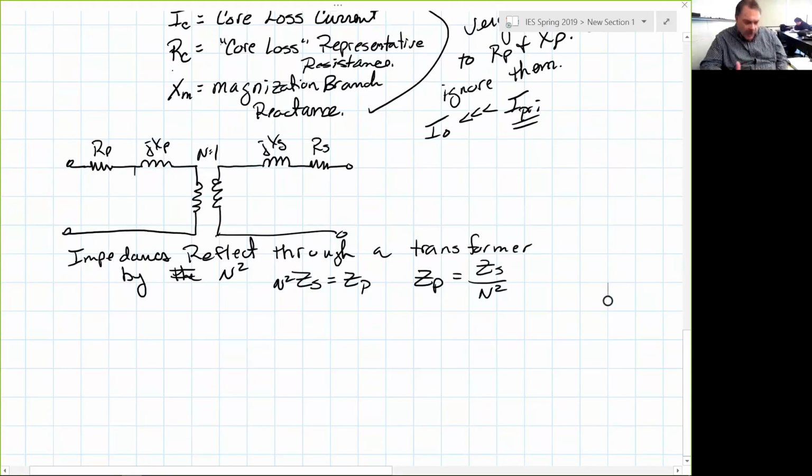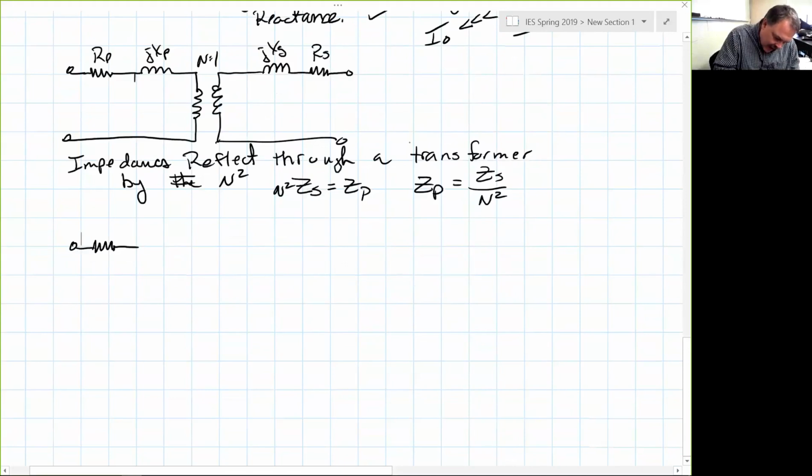And that's what I want to do with X secondary and R secondary. And what happens is I can represent this transformer just on the primary side by writing this resistance as R primary plus N squared R secondary. And the reactance the same way, jX primary plus N squared X secondary.